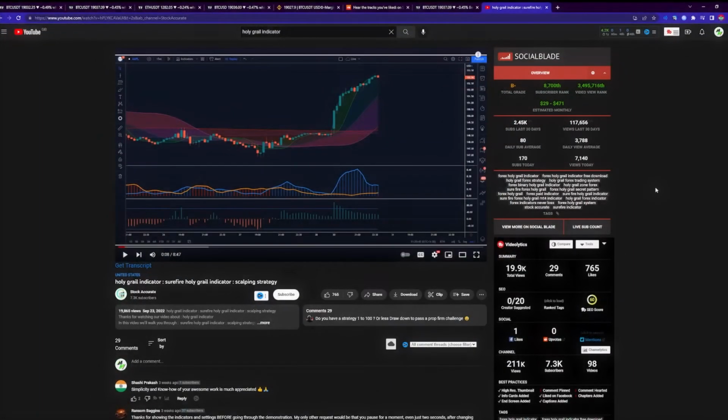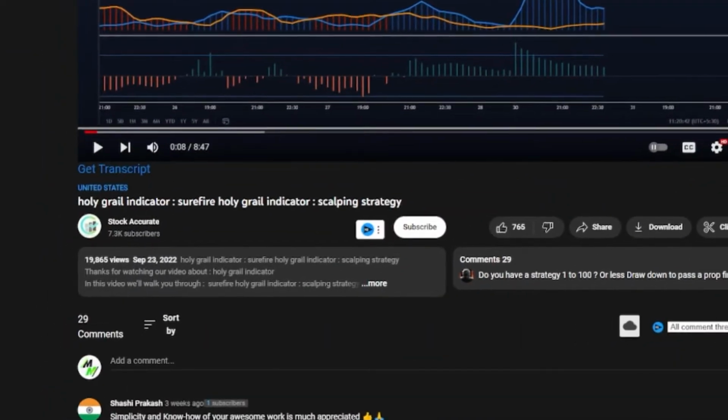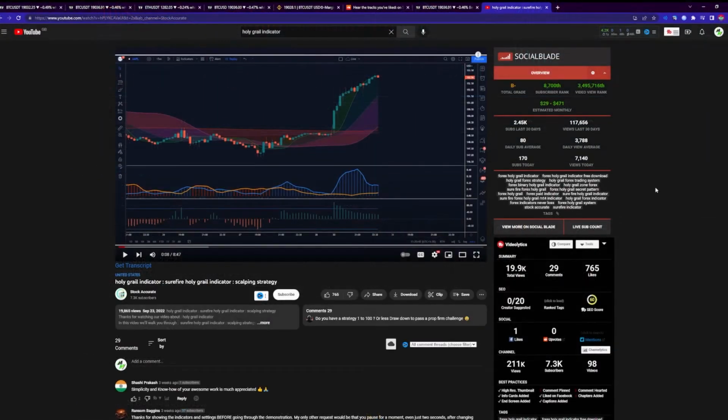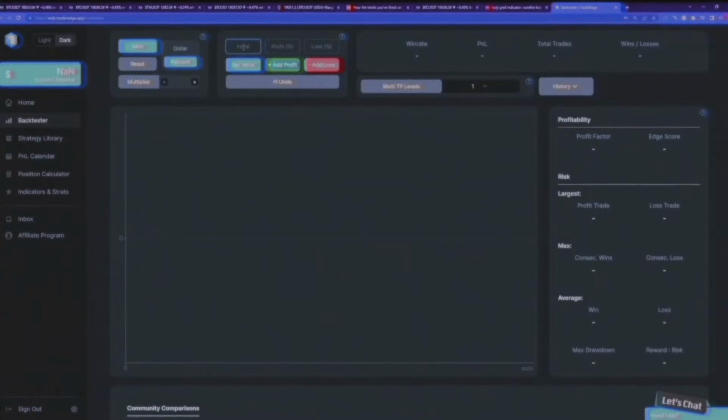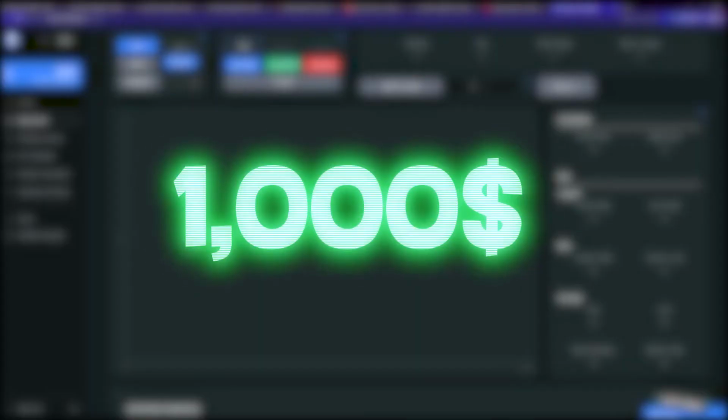Today, we're going to be testing out the Holy Grail Indicator by Stock Accurate to see if we can make any money from it. And to truly see if this strategy works, we'll be using Trader Edge to backtest this strategy and use the account with an initial balance of $1,000.